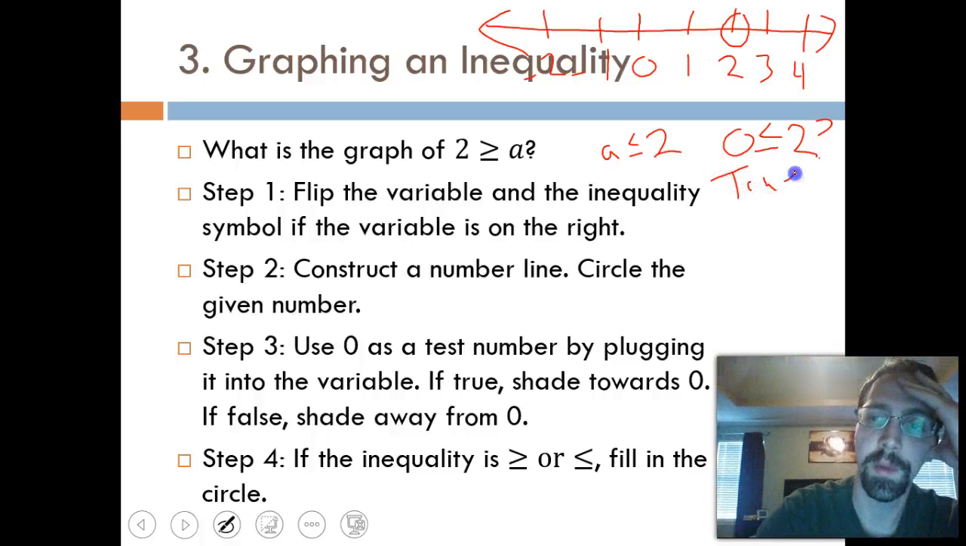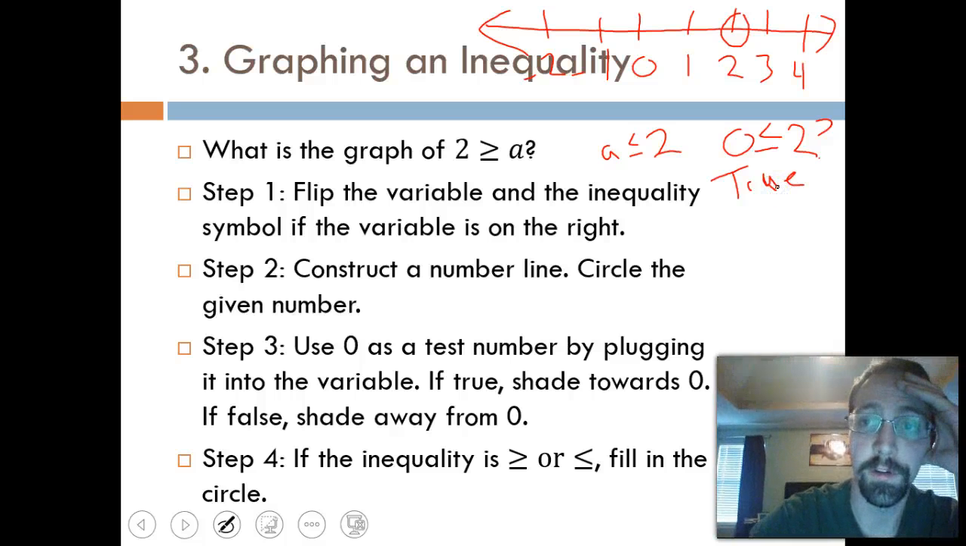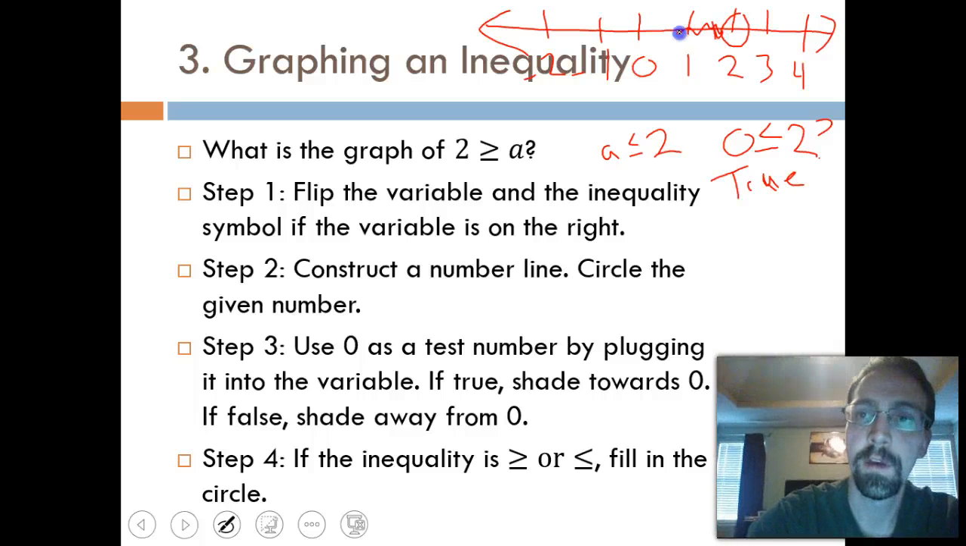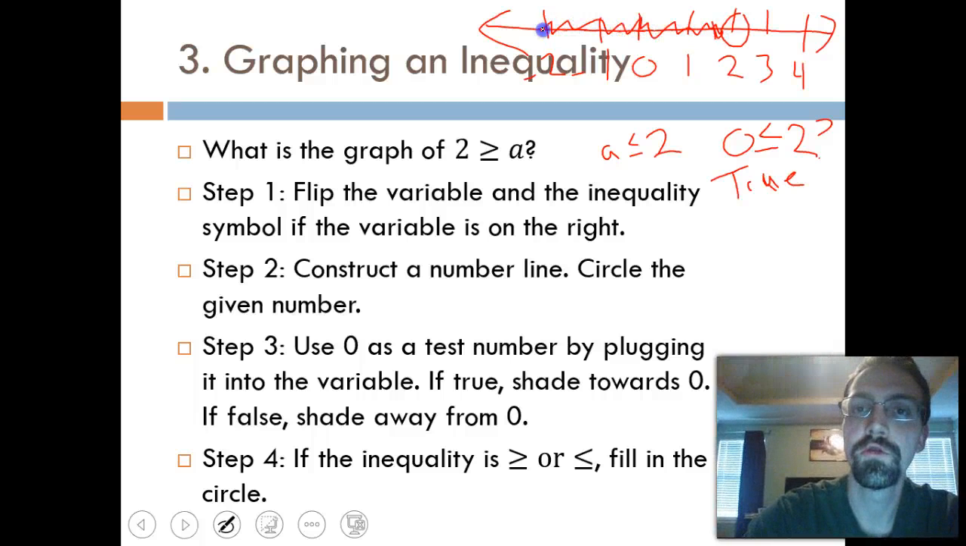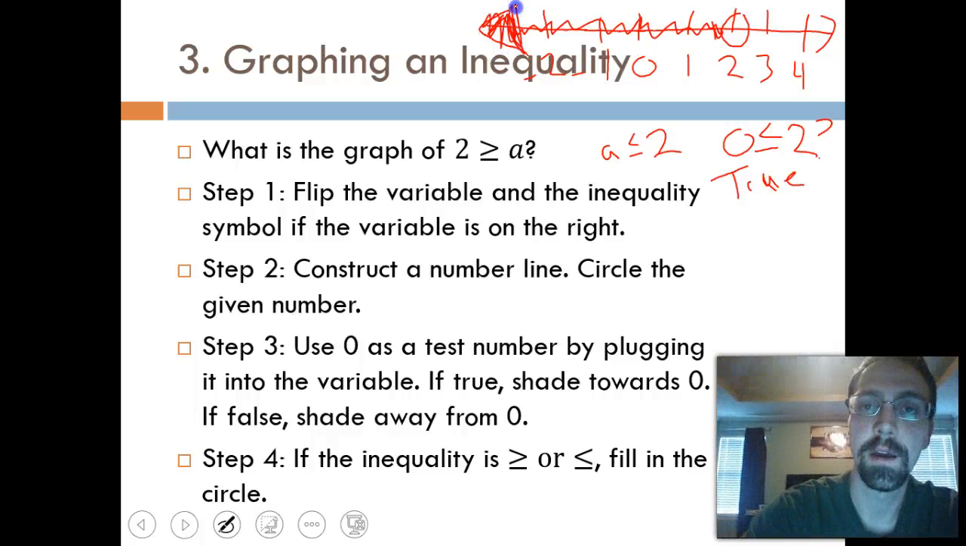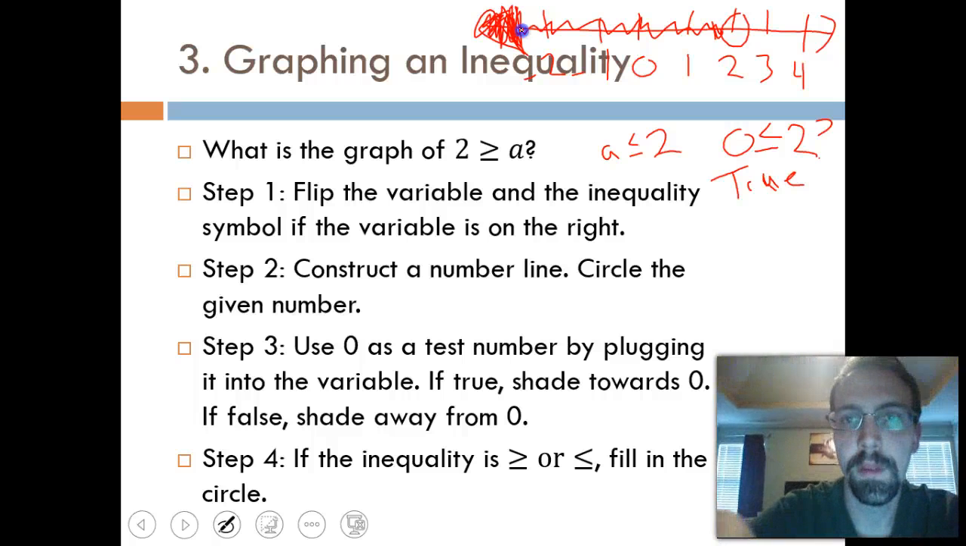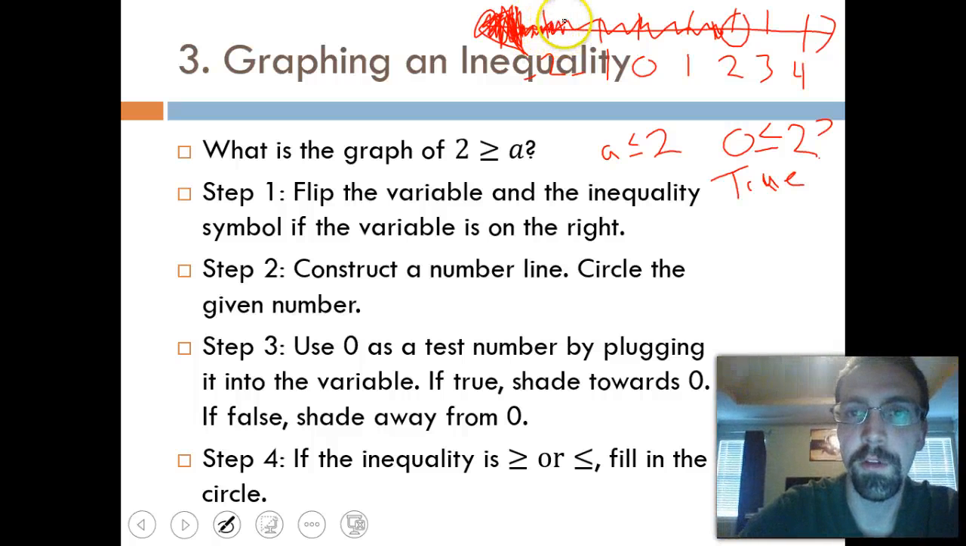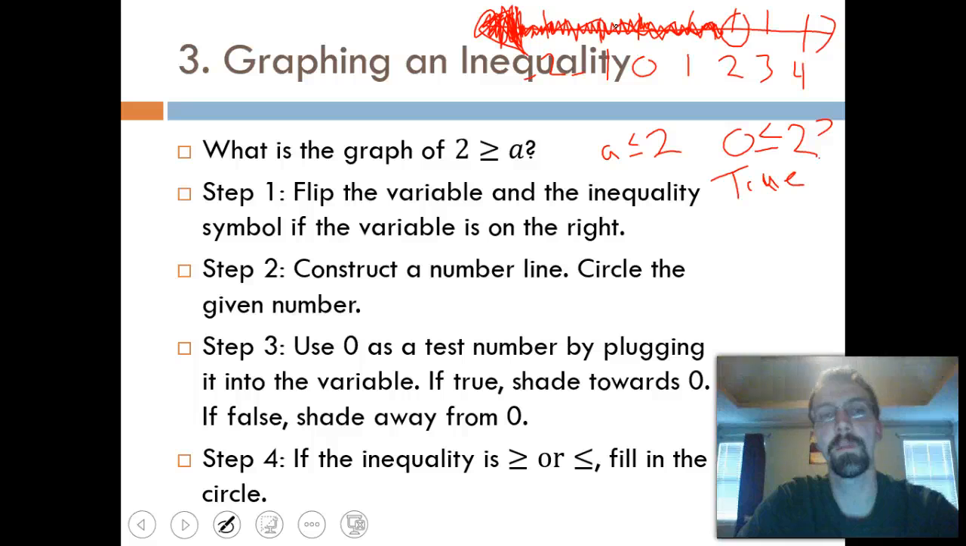And I do need to note on my paper that this is true. And since this is true, that means I'm going to shade towards 0. So shading towards 0 from my circle point, so that's this. And then I make a solid arrow at the end. Like this. Bam. So there we go. Then you can fill it in a little bit more so it looks a little bit nicer. All right, so there's step 3.